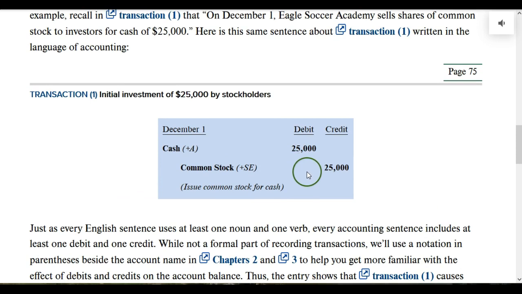Okay, so here's the first one. This is a journal entry. Let's go back to the same 10 entries that we just had. Hopefully you understand those fairly well now. Now let's see how we enter those into the actual accounting records.